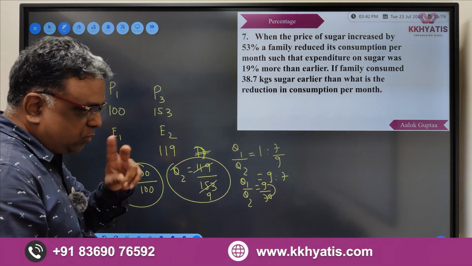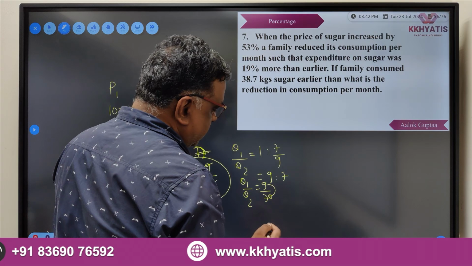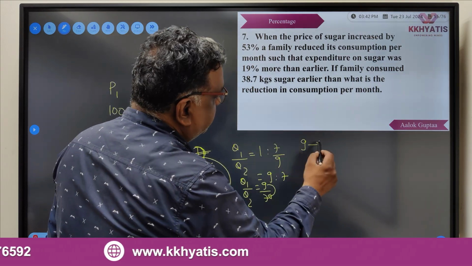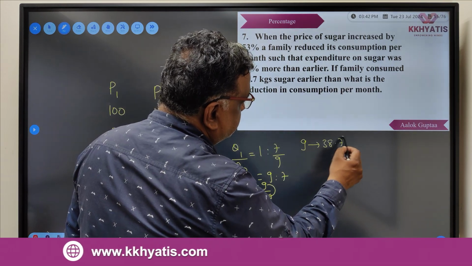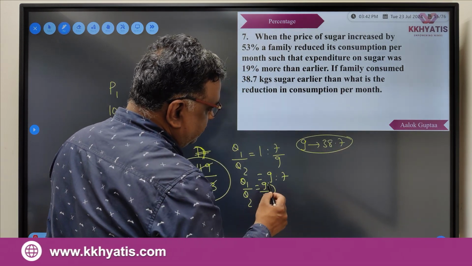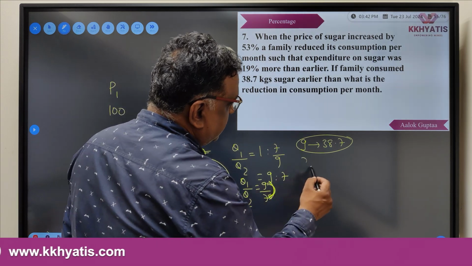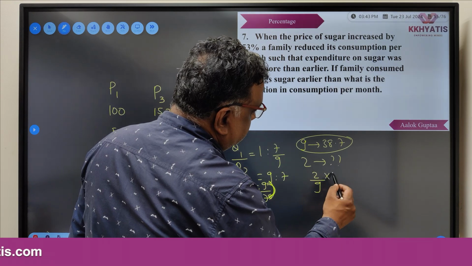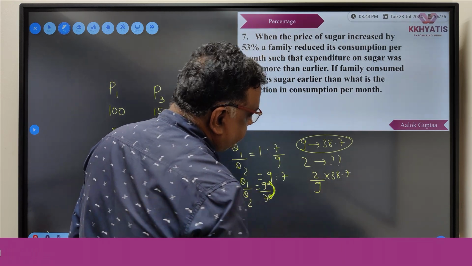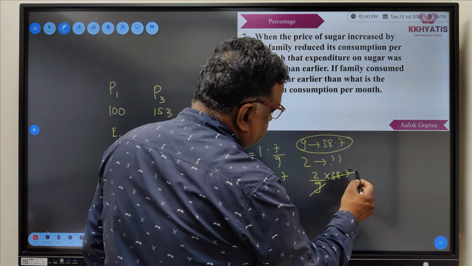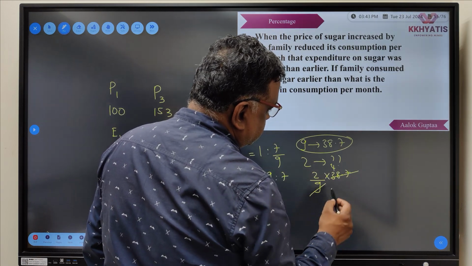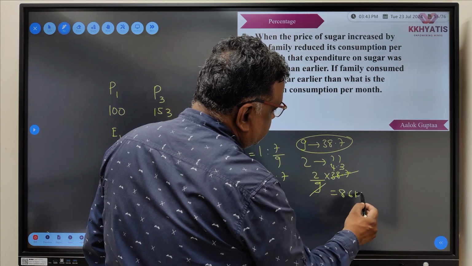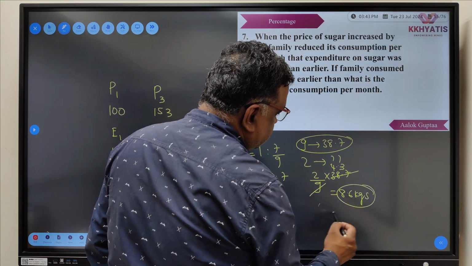reduced by 2 in terms of ratio, and my value of 9 is given to be 38.7, because my earlier consumption is 38.7. I have to find the reduction. Reduction is of 2, so I have to find the value of 2. So I will be doing 2 upon 9 into 38.7. 9 fours are 36, 4.3. So 8.6 kgs is the reduction in consumption, that is the answer.